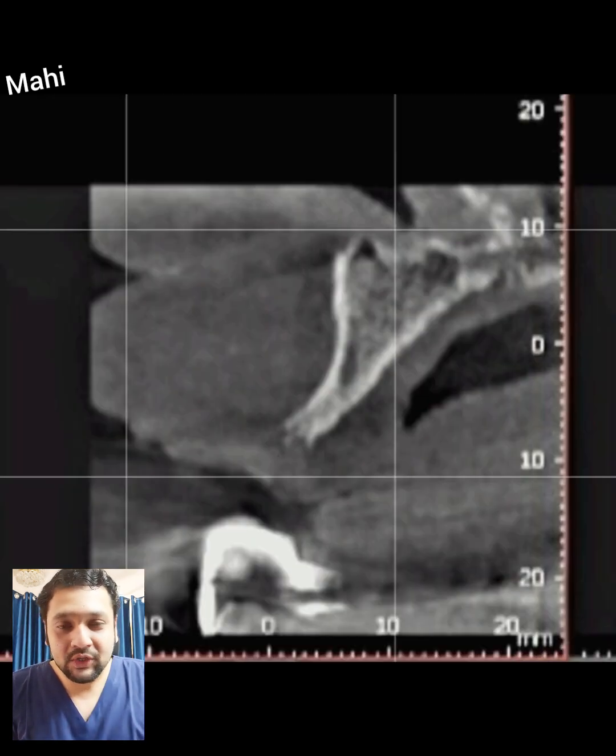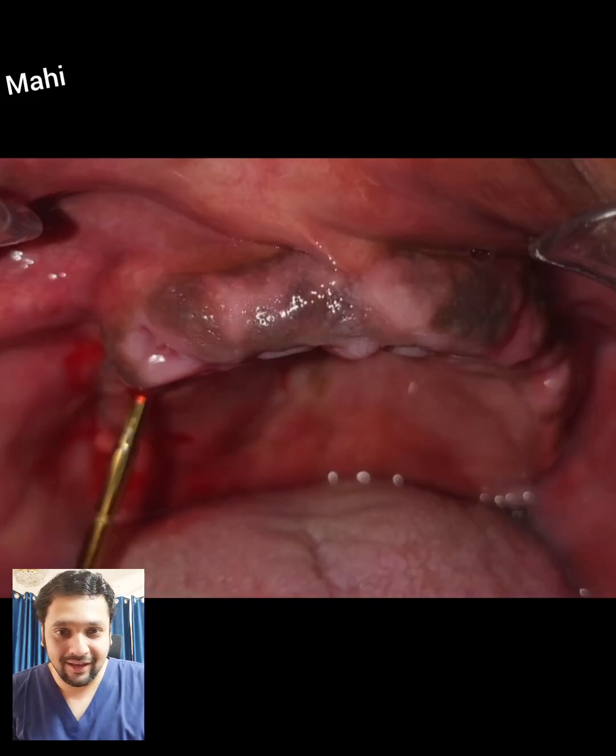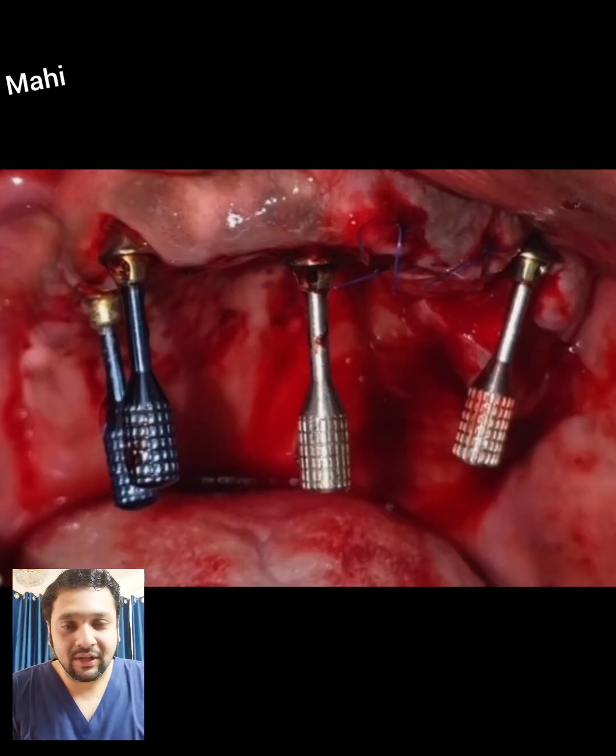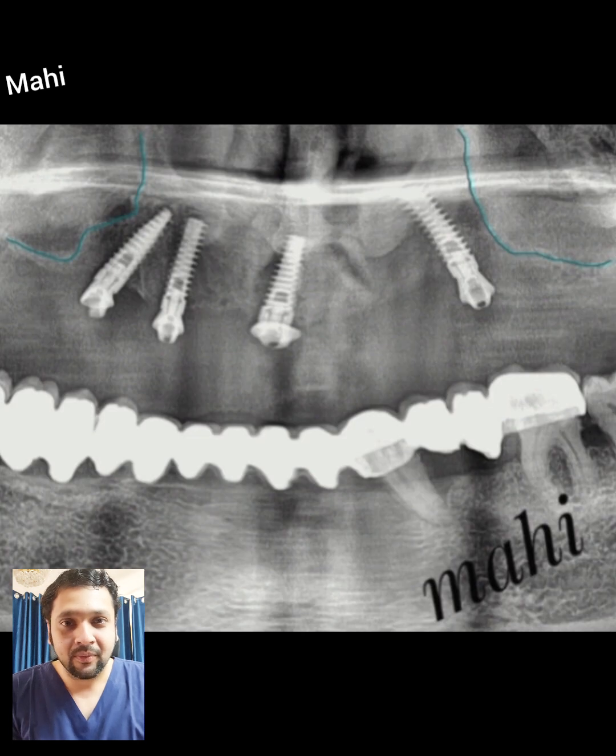This time I am posting a case of maxillary full arch implant rehabilitation. It's FAIR. What are the things that we need to consider when we rehabilitate a full arch? Let's discuss these things now.